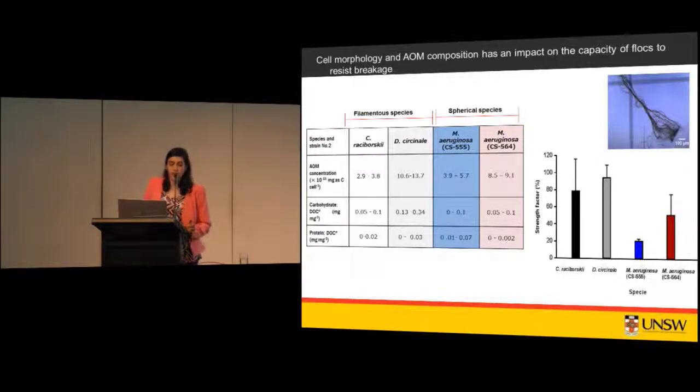And here, what happened with the flock size? Well, I'm getting similar spherical species but different flock sizes. So when I go here, I get the concentration of algogenic organic matter. It was a little bit different between Microcystis 564 and 555. And the discovery I made during my PhD was about the proteins. The proteins were driving the difference in flock size. The more proteins, the smaller the flock. So what is that?